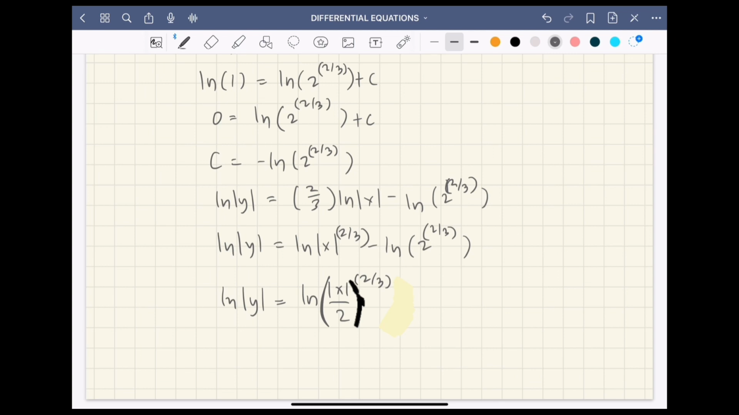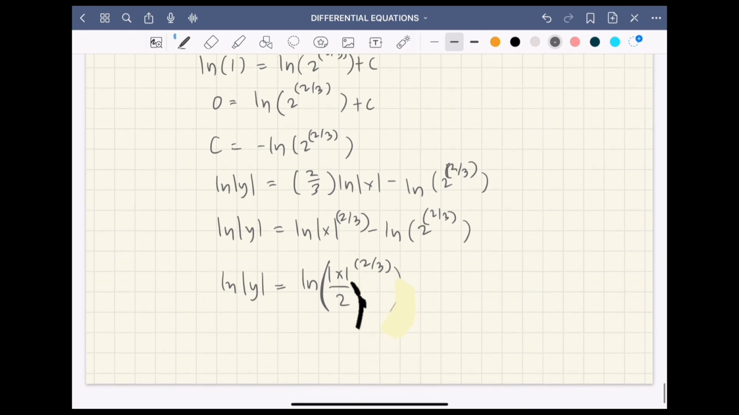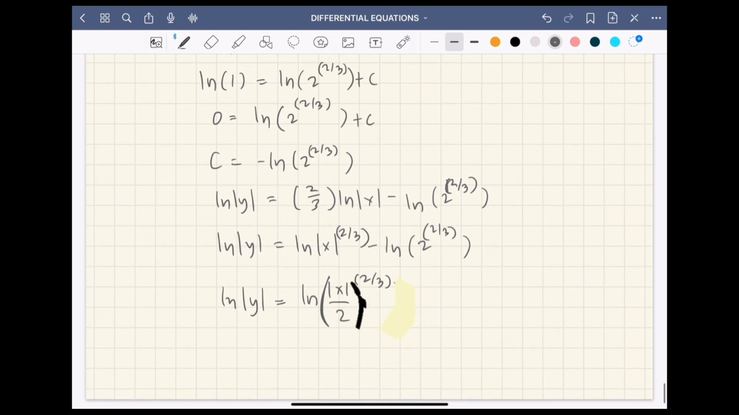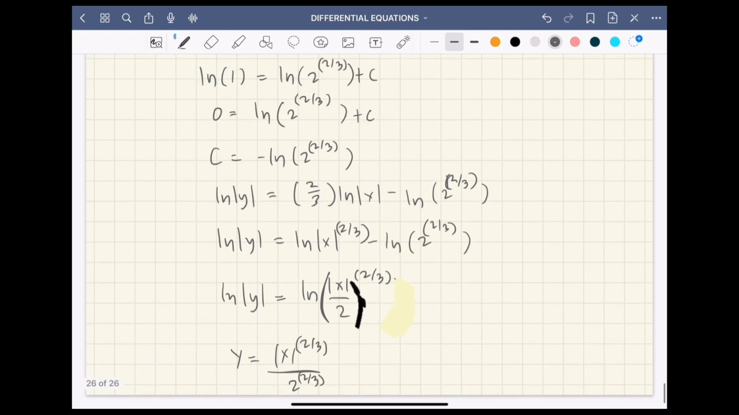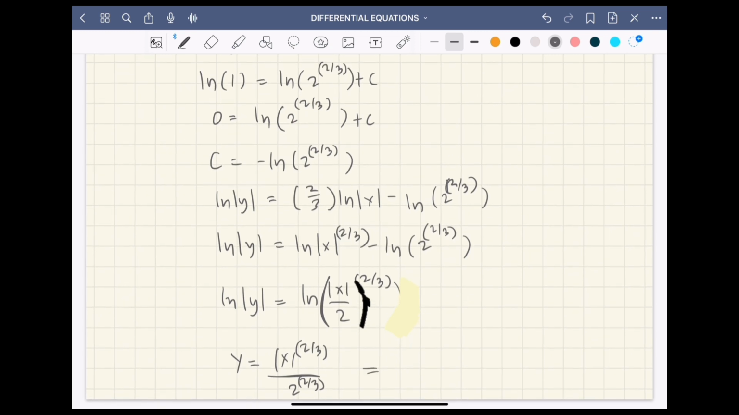Simplifying further, since it is still y, the ln goes away. So y equals x raised to 2/3 over 2 raised to 2/3. It can also be written this way: y equals x over 2 raised to 2/3.